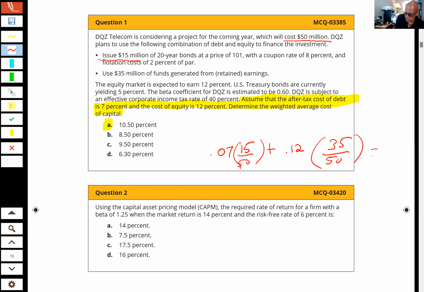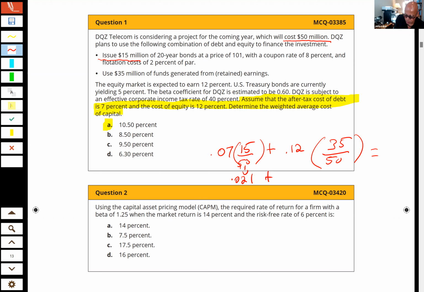And when I do the math, guys, I do the math individually for each one of these. Don't try to make your calculator figure out all of this, as you're going to get messed up. Figure it out for the debt, figure it out for the equity, and then add them together. Otherwise, your calculator is going to do something funky on you. So you do what?